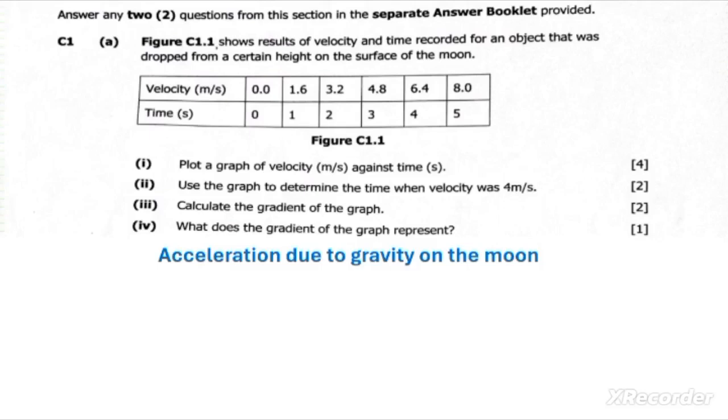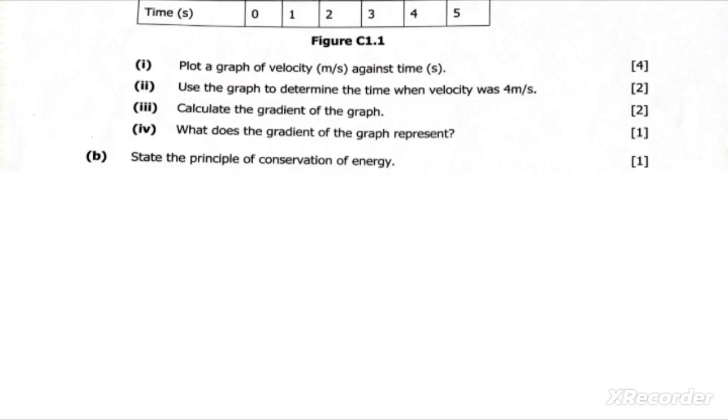Why are we saying acceleration due to gravity on the moon? So 1.6 is gravitational acceleration on the moon. So the gradient is representing acceleration due to gravity on the moon. We move to question B.